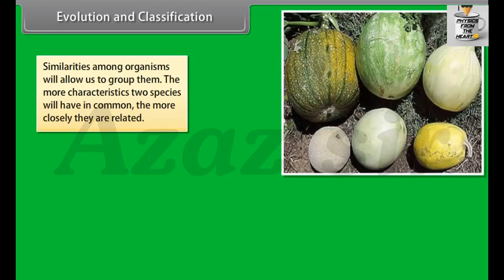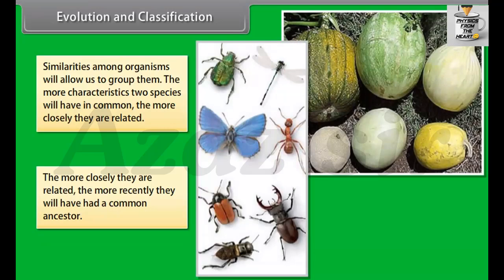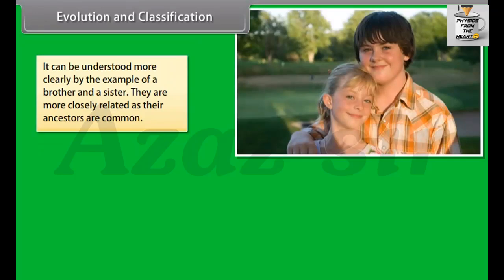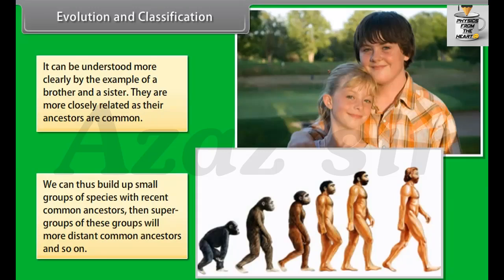Similarities among organisms will allow us to group them. The more characteristics two species have in common, the more closely they are related. The more closely they are related, the more recently they will have had a common ancestor. It can be understood more clearly by the example of a brother and a sister. They are more closely related as their ancestors are common. We can thus build up small groups of species with recent common ancestors, then supergroups of these groups with more distant common ancestors, and so on.